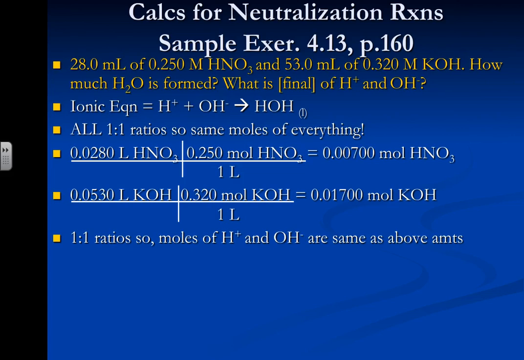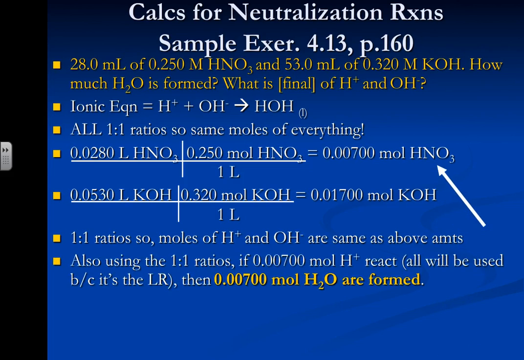When you take a look at this, again, you'll notice the net ionic equation deals with ions, whereas the calculations that we have here are dealing with the full chemical, the nitric acid, the potassium hydroxide. But because everything's a 1-to-1 molar ratio, as I say in my next bullet point, the moles of H plus and the moles of OH negative are exactly the same as these above amounts because of the 1-to-1 ratio. So that's my limiting reagent.